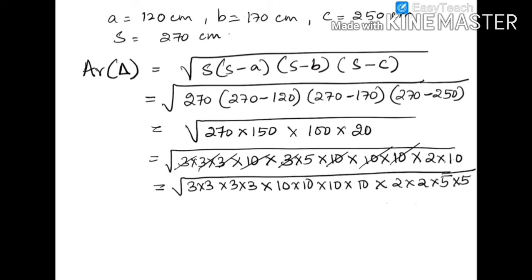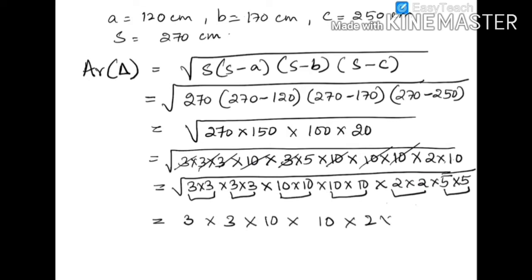So now we have following pairs with identical factors. So we can write the square root for each of these pairs. So 3 into 3 into 10 into 10 into 2 into 5. Now you can find the product of these numbers, and that gives us 9000 centimeters square.